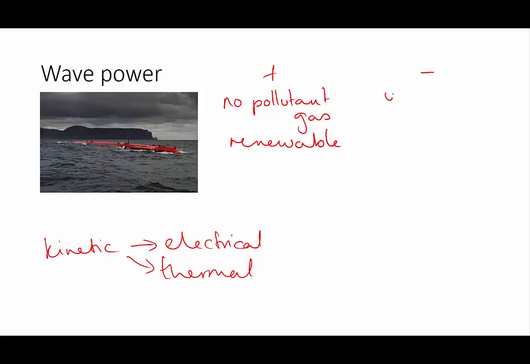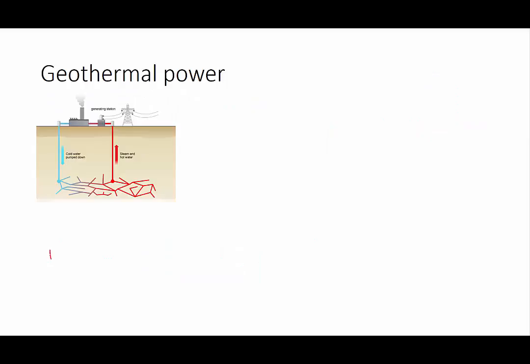Disadvantages to wave power though. Because waves are produced by the wind, that makes it unreliable. There's not always going to be waves there. And the other problem is, if it gets too stormy, it can be easily damaged. Okay, the wave power turbines can get pushed up against the coast and damaged by storms.